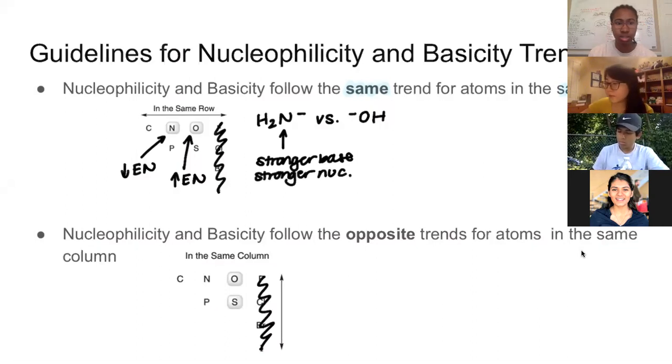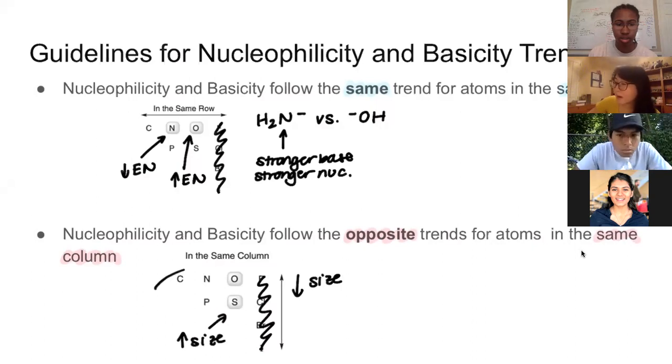And so on the flip side, we're going to look at same column. You're going to notice that for the same column, it's actually going to have the opposite trend for nucleophilicity and basicity. Remember that size is going to increase going down. So sulfur is going to be larger than oxygen, whereas oxygen is smaller.